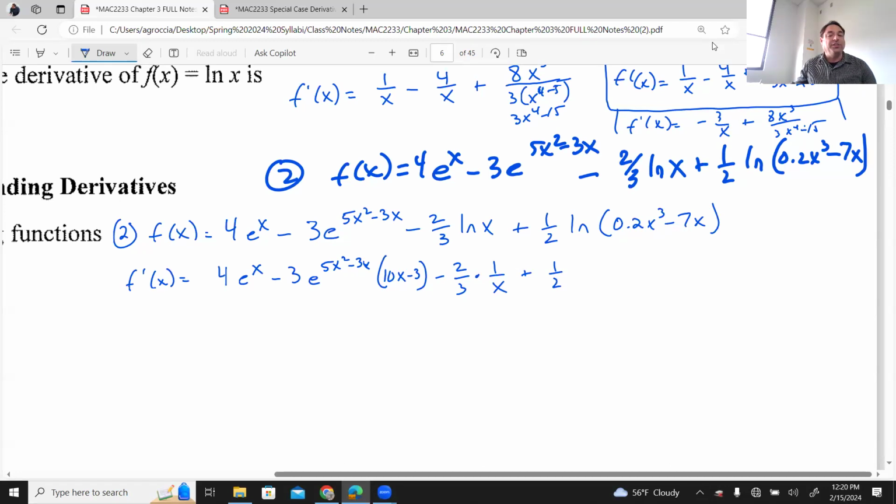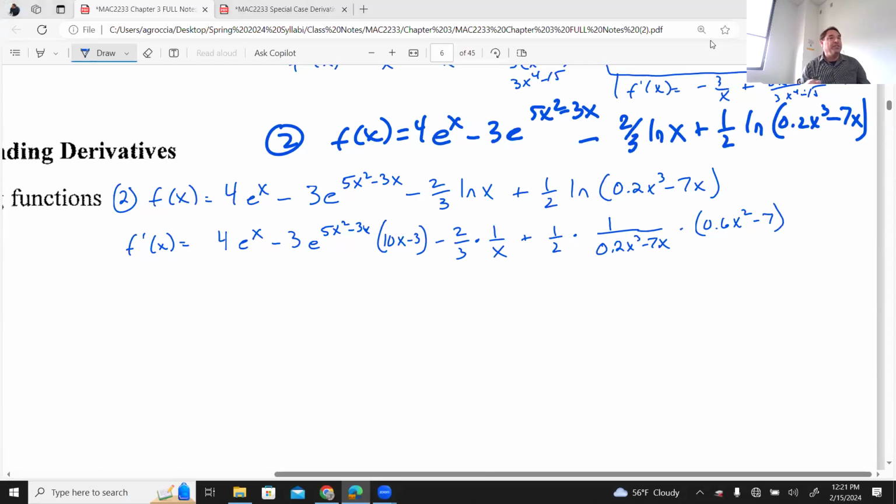Now we have ln of more than just x, so we're going to go through our process. 1 over the original, 0.2x to the third minus 7x, times the derivative of that, which would be 0.6x squared minus 7. And we'll pause there before we simplify it. Now, as we do the second part, which is simplifying, you're like, oh, how am I going to simplify this thing? You're more worried about the algebra than the actual calculus, right? So it always goes back to the algebra.